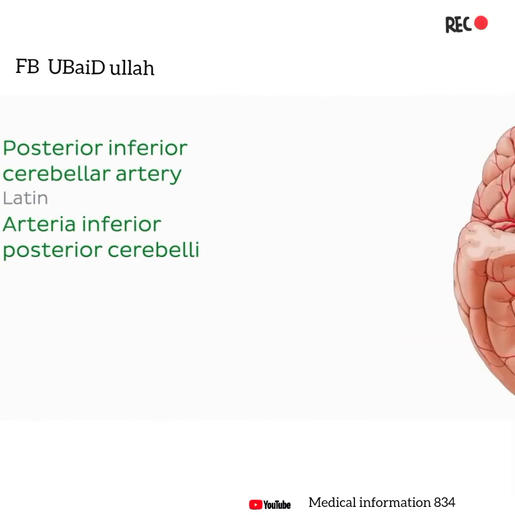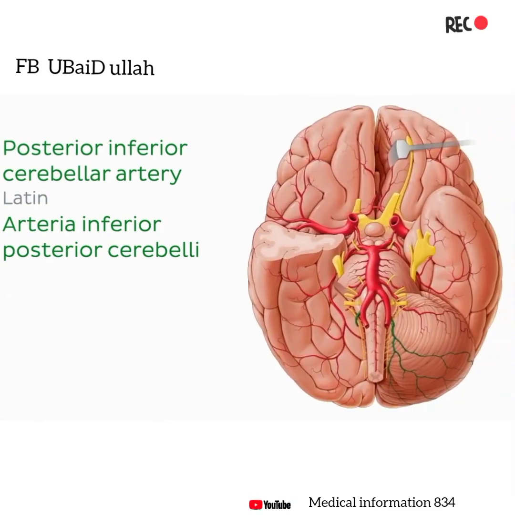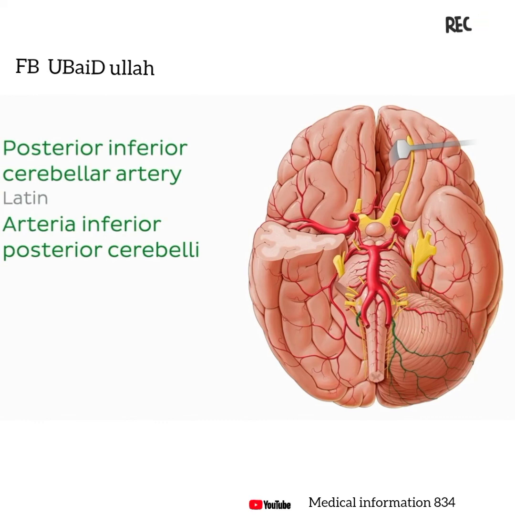If we look at the posterior inferior cerebellar artery, as it appears from this perspective, where we see the artery on the inferior aspect or the base of the brain, we can see that it gives off a network of branches along the posterior-inferior surface of the cerebellum, which it supplies.